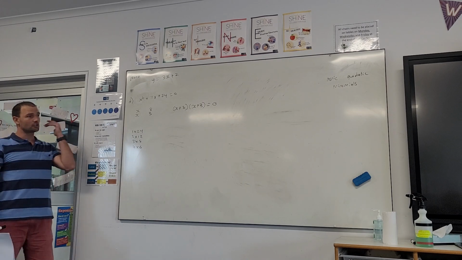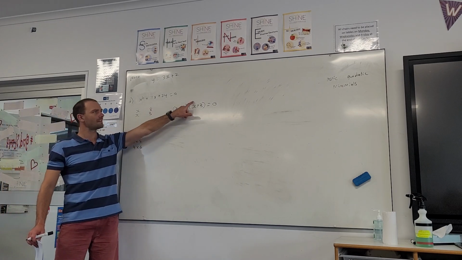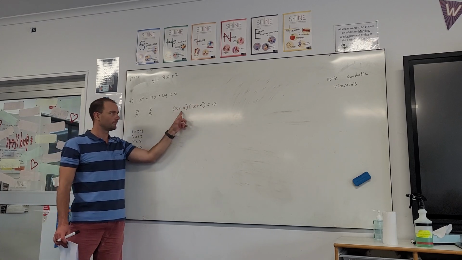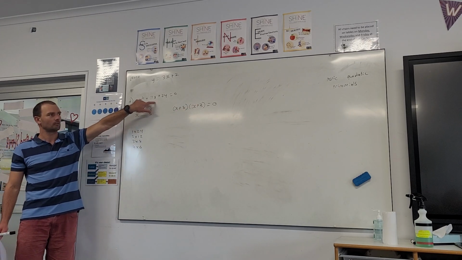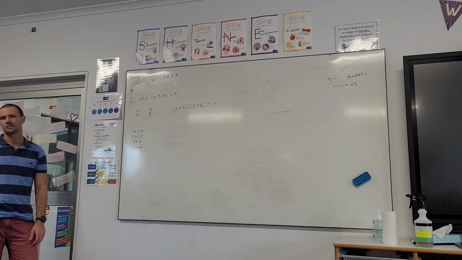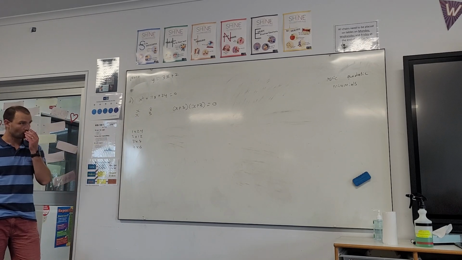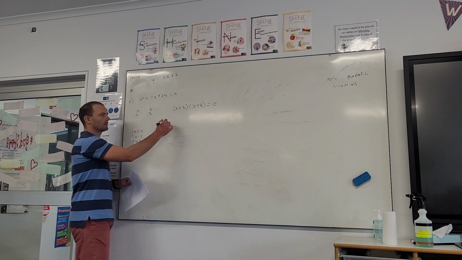So if you wanted to check, you can expand that using FOIL, right? If you expand that using FOIL, you'll get exactly what we've got here. So that's the factorising, right? Once it's factorised, let's apply the null factor law.